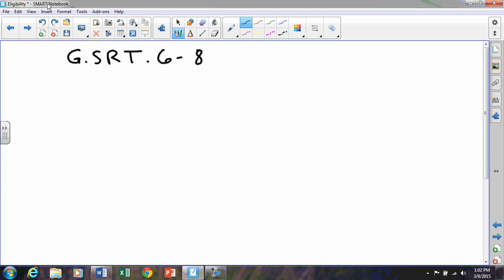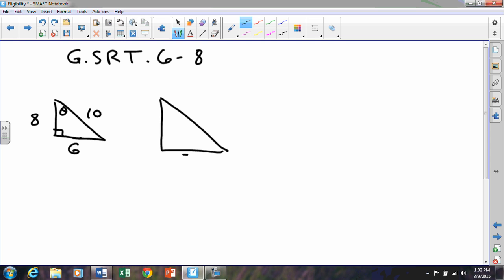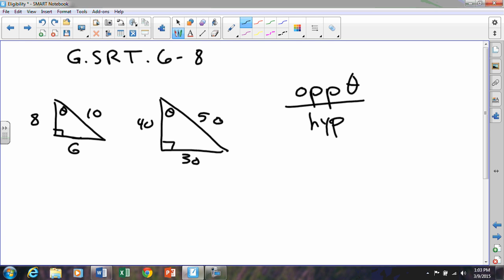In the first question, we are given two quick sketches of right triangles. And we are asked to explain why opposite of theta over hypotenuse is the same in both. Or rather, just show that they are the same in both.